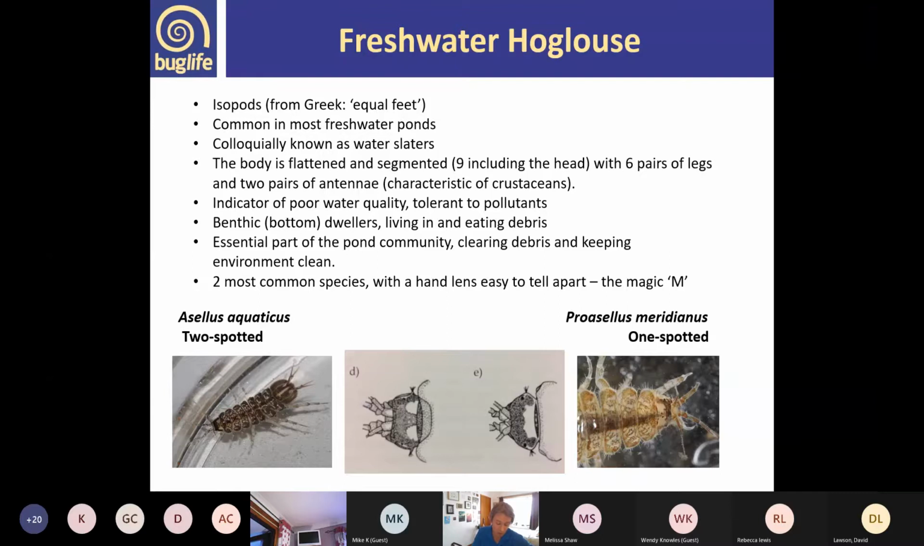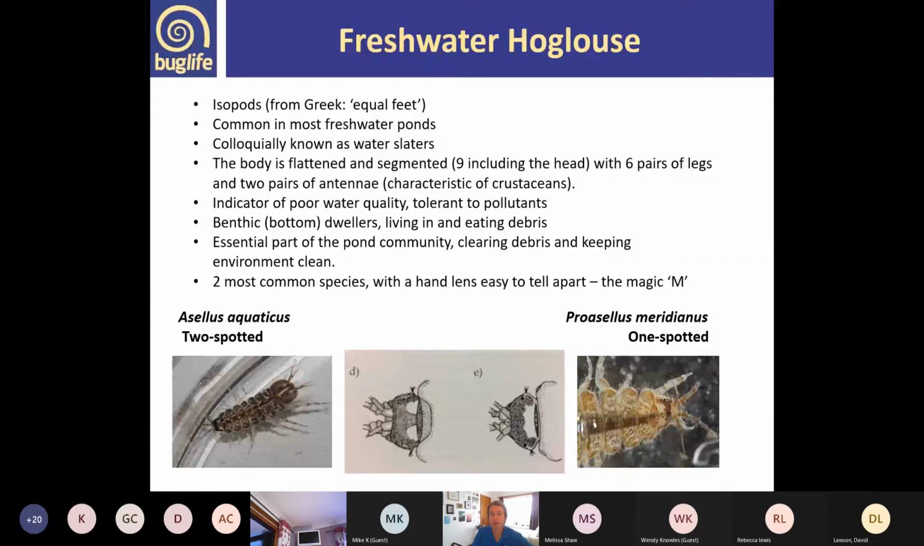There's 2 species to look out for in the UK, which can be separated quite simply using a hand lens by looking at the shape of the line behind the head. You can see in the diagram in the center of this slide, the one on the left has an M-shaped line at the back of the head, whereas the diagram on the right has a straight line.